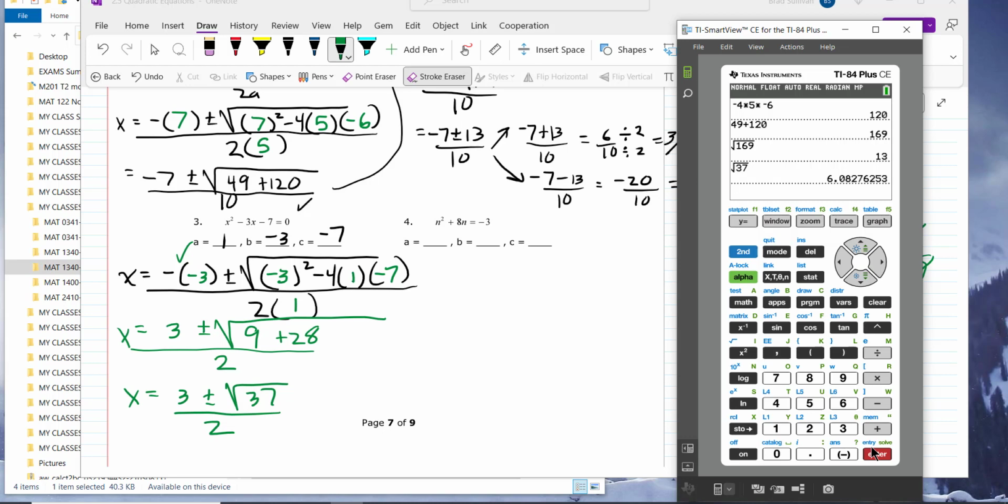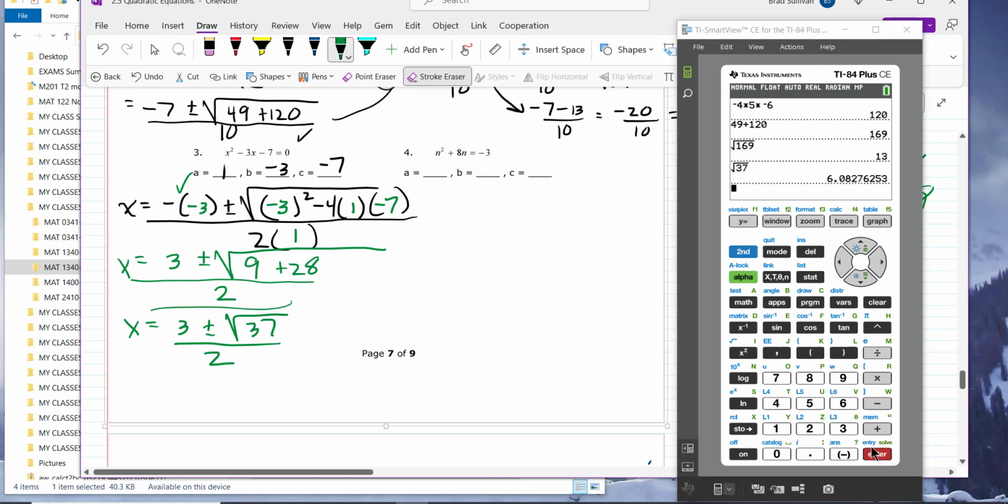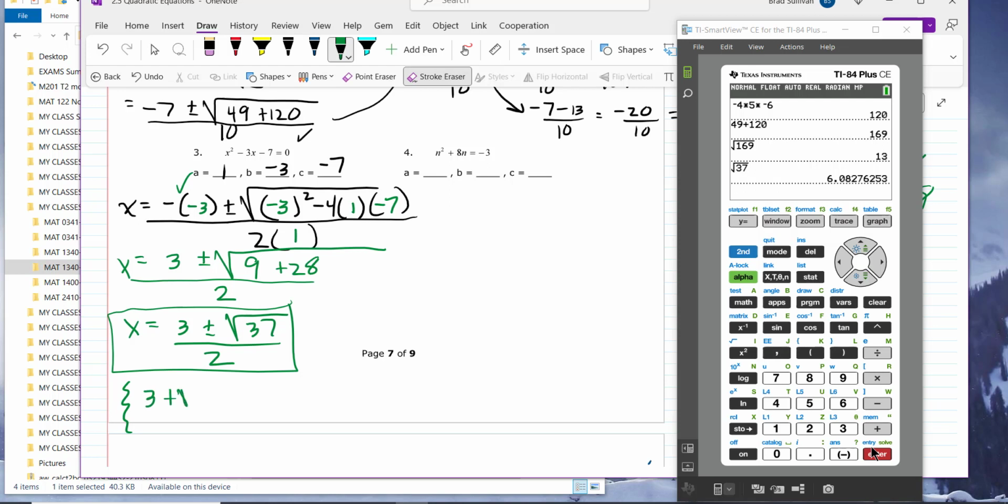I don't want that. What you do is you can write the answer that way. That is an acceptable way to write the answer of this problem. If you want to write out both answers, then you write it out like this. In a solution set, you would say 3 plus square root of 37 over 2. That's one of your answers. The other answer is 3 minus the square root of 37 over 2 like that.